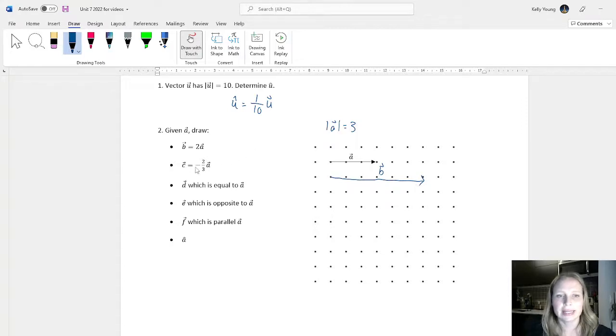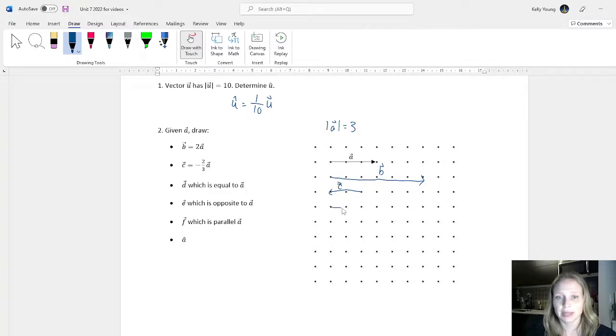Vector C is negative 2/3 of vector A. That means it goes in the opposite direction, so I'll have to point west. And it's 2/3 of the distance. So instead of having a magnitude of 3, it will have a magnitude of 2/3 of 3, which is 2. I can really draw it anywhere, but I'll just keep going down the row. So it's the opposite direction, with a magnitude of 2. That's vector C.